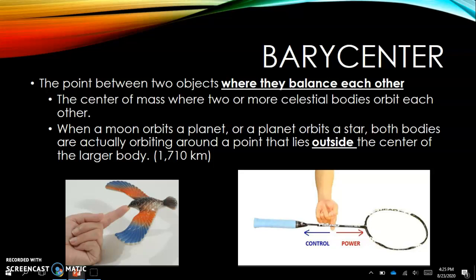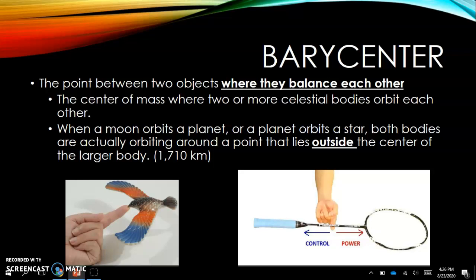Typically when we talk about the Earth revolving around the sun or the moon revolving around the Earth, we just say, oh yeah, the moon revolves around the Earth. But that's actually not exactly true. When a moon orbits a planet or a planet orbits a star, both bodies are actually orbiting around a point that lies outside the center of the larger body. So what does that mean?